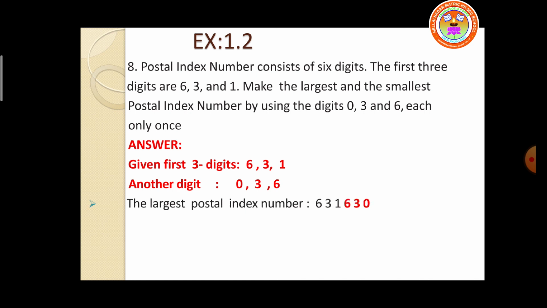You should form the largest postal index number. See, the first 3 digits should not be changed because they must be the same. The other 3 digits have to change based on the largest and the smallest. See, it is the largest, so I have written 6 first, then 3, then 0. It is in descending order format. Then what is the smallest postal index number? The 631 is the same. The 0 has to come first, then 3, then 6. Is it clear, children?